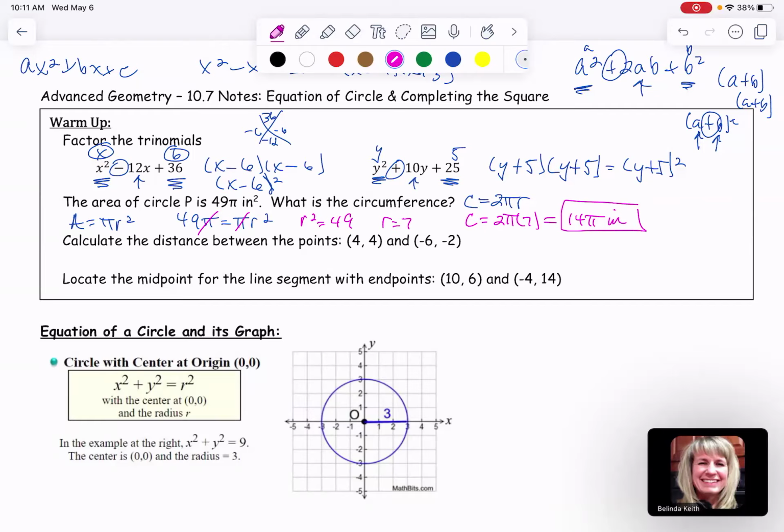All right, another thing we need to make sure we remember how to do is find the distance between two points. We've been doing this since the beginning of the year. But if you'll recall, our formula looks like this.